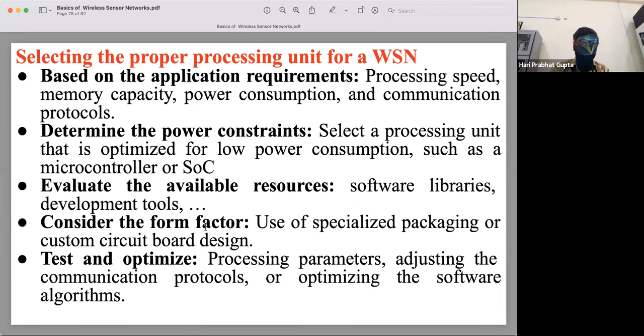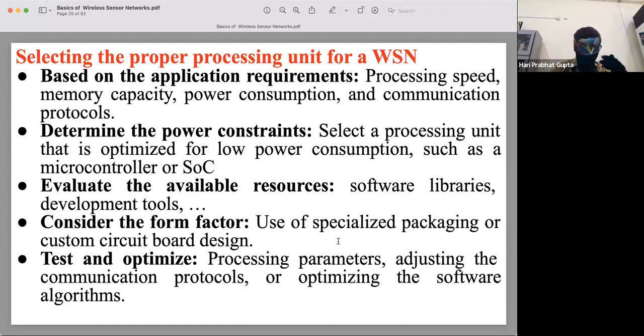And of course, the form factor, that means what packaging is there, whether you can put this unit on the PCB or inside bags and other things. So that is also an important factor when we select this type. And test and optimization is the last one, that is how you can configure your parameters. Configuration of the parameters means changing the parameters.